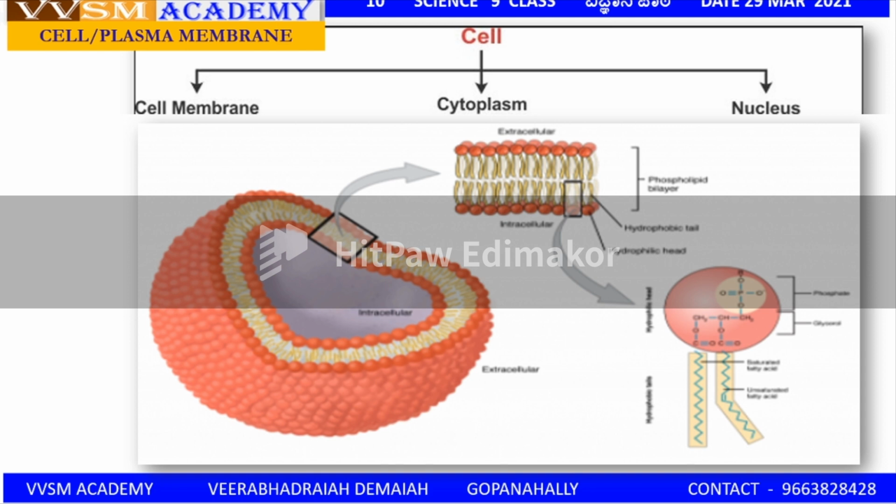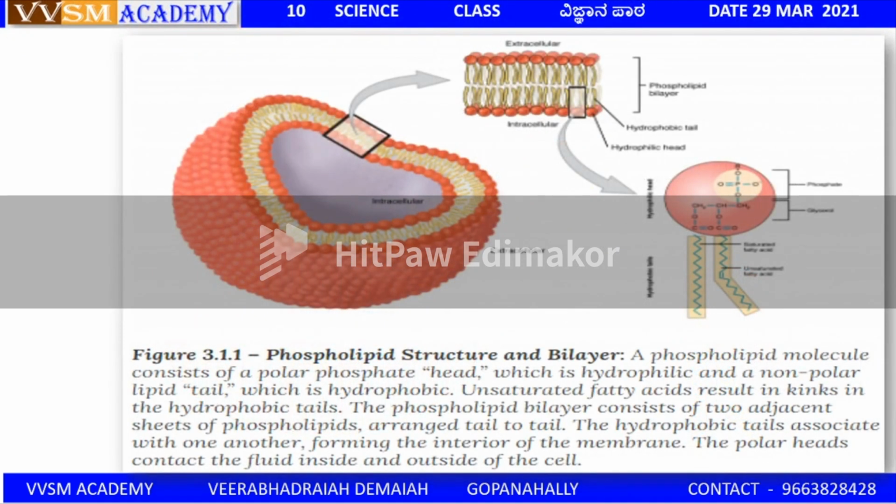Well, this is a cell membrane. If you observe this cell cross section, the outermost part of the cell is the cell membrane. It is double layered, a double layer, which is a phospholipid structure, a bilayer.